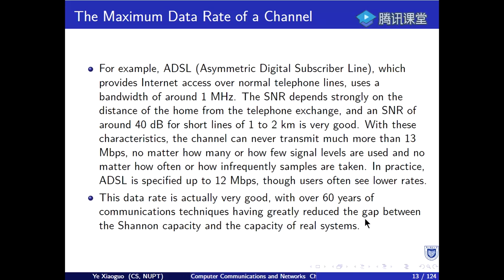With these characteristics, the channel can never transmit much more than 13 Mbps, no matter how many or how few signal levels are used, and no matter how often or how infrequently samples are taken. In practice, ADSL is specified up to 12 Mbps, though users often see newer rates. This data rate is actually very good, with over 60 years of communication techniques having greatly reduced the gap between the Shannon capacity and the capacity of real systems. This is the application of the Shannon theory.